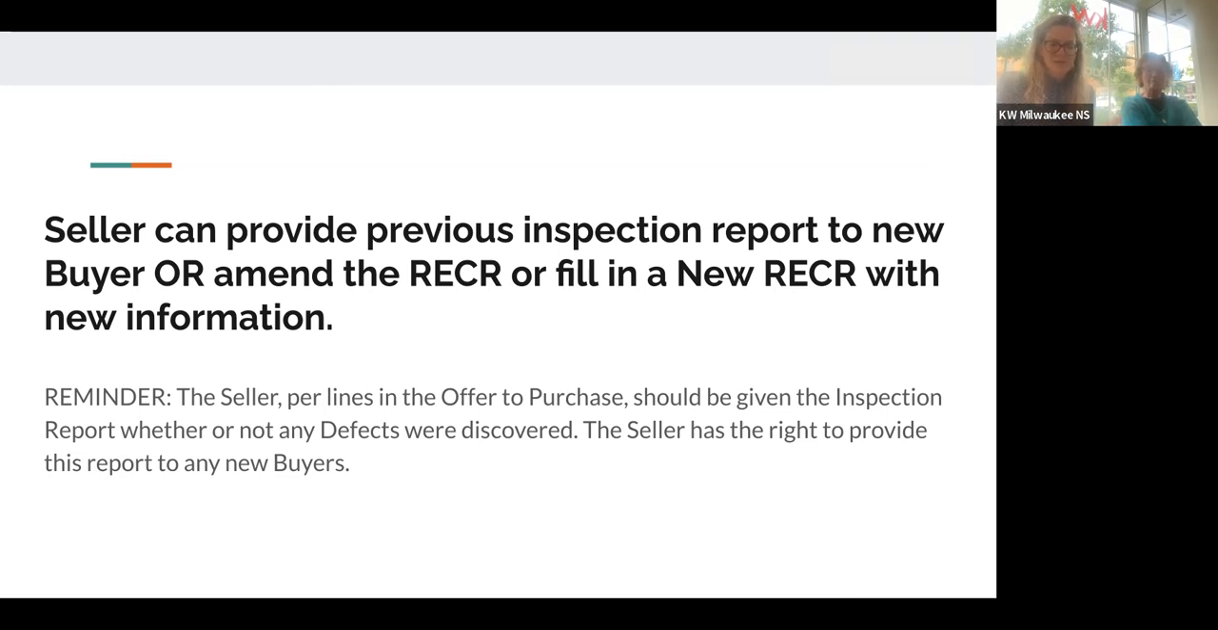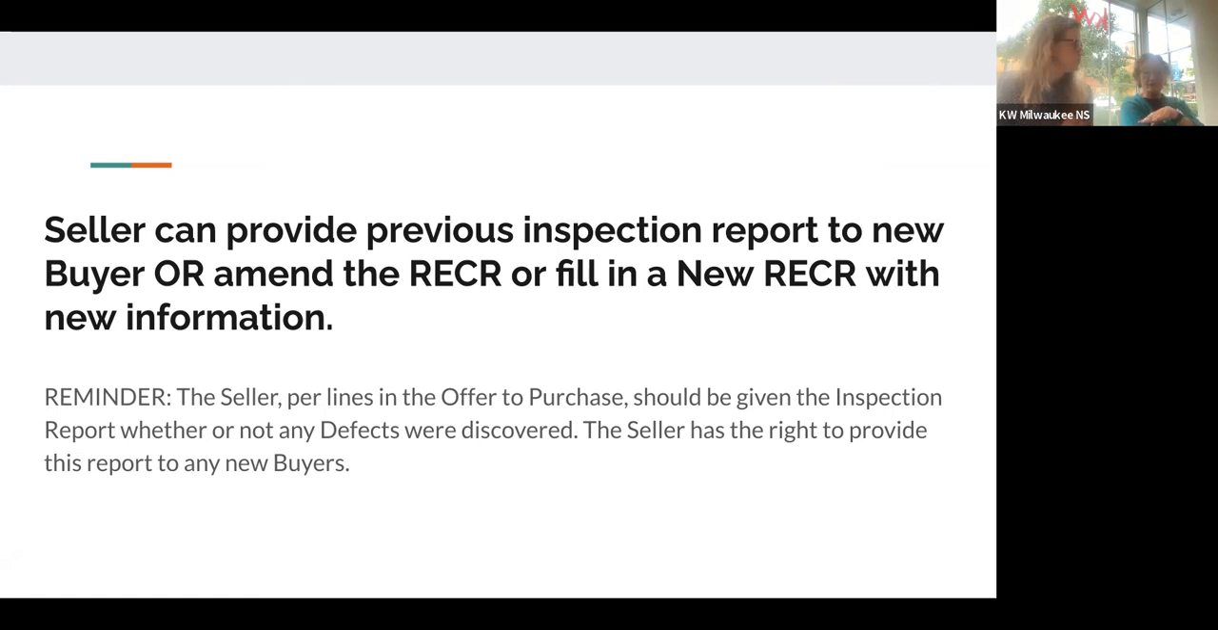They can definitely go ahead and amend the real estate condition report, attach the inspection that they have received to that amendment, and disclose their defects that way. A lot of times buyers' agents will say that those inspection reports don't belong to the seller. Per the offer to purchase, the seller has the right to receive all inspection reports done on their home, regardless of who paid for it. So just because a buyer paid for it doesn't mean that it does not belong to the seller.